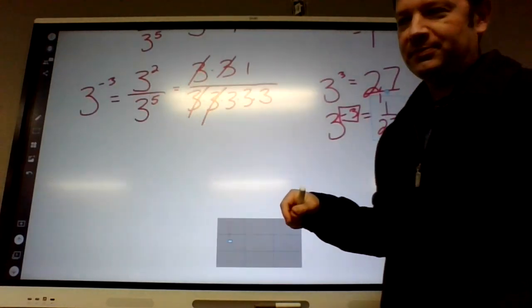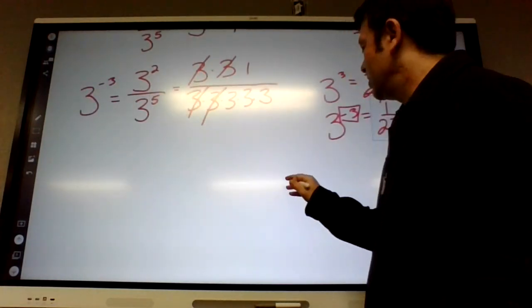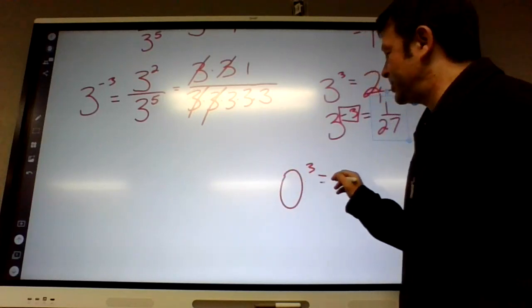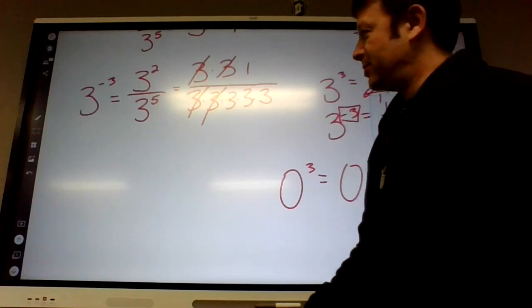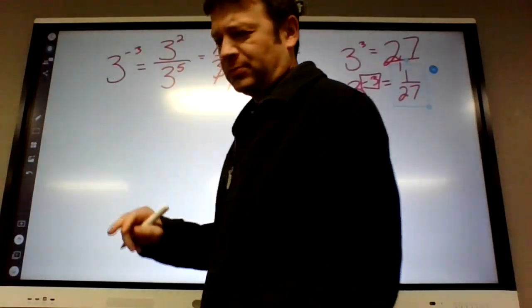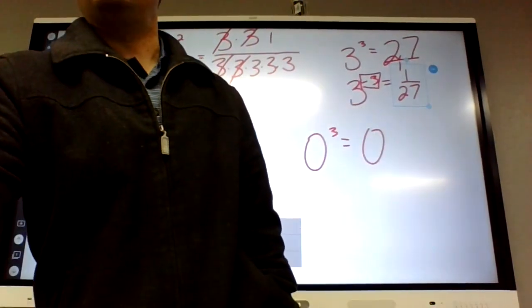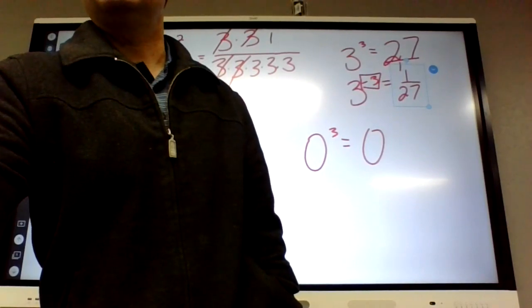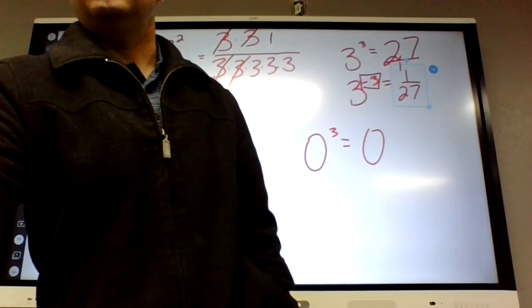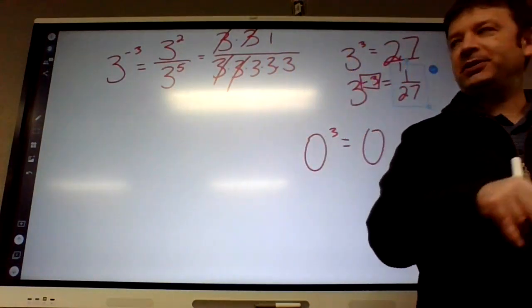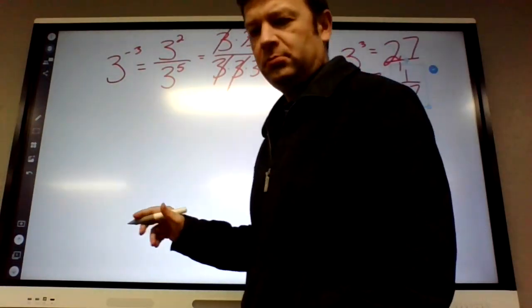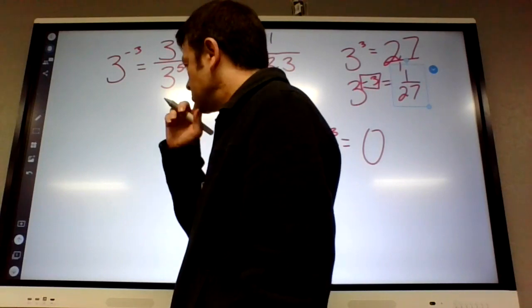What about like 0 to the third? Well, what would 0 to the third be? 0 times 0 times 0. 0. 0 to the millionth is 0. What's 1 to the millionth power? 1. 1 times 1 times 1 times 1, a million times. Oh my gosh, that's a lot of times. So 1 million to the 1 power would be 1.